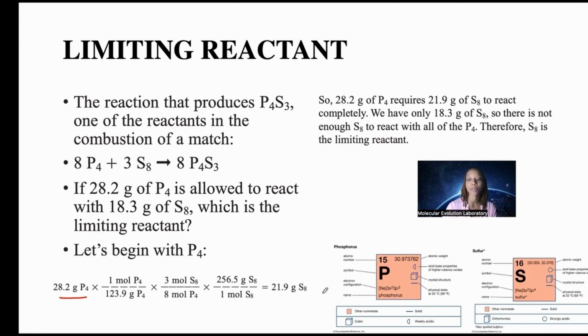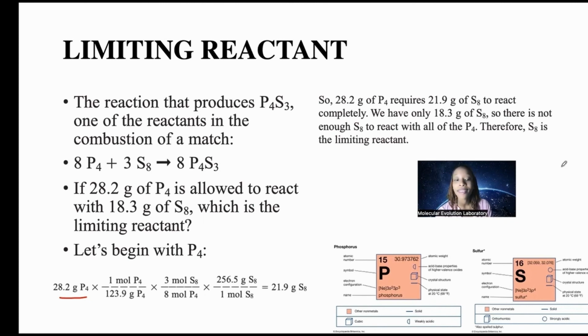28 grams of P4 requires 21 grams of S8 to react completely. We have only 18 grams of S8. So there is not enough S8 to react with all the P4. Therefore, S8 is the limiting reactant. So we have 28 grams of P4, which requires 21.9 grams of S8 to react completely.